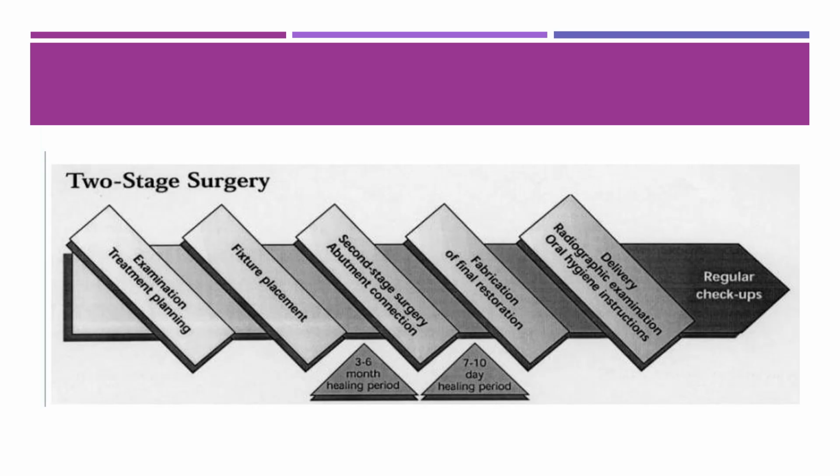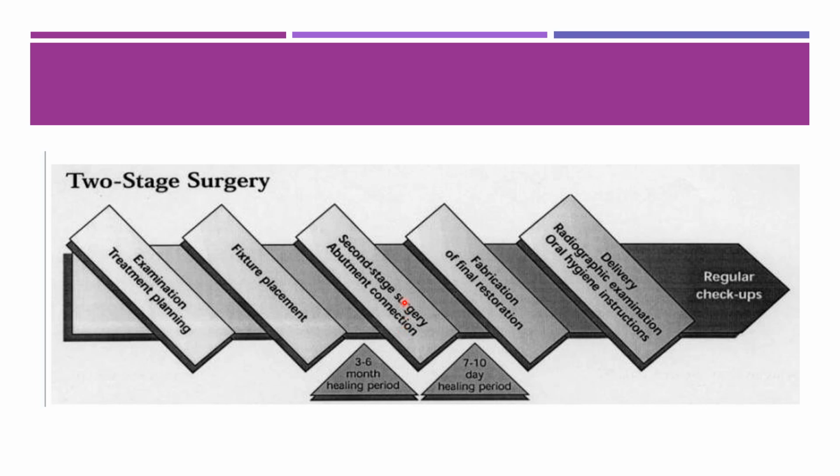In two-stage surgery, in the same way there is examination, treatment planning, and the fixture placement, and then 3 to 6 months. Here, the implant will be completely submerged. We will be covering it, and it will not be seen outside. So the second stage surgery is after 3 to 6 months, once we make sure with the radiograph that there is an adequate amount of bone and osseointegration has been achieved.